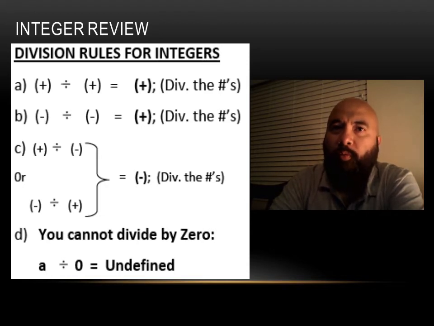One more rule we have to add in, or actually even two more if you want to put in the zero: when you divide by zero, the answer will always come out undefined. When it's zero divided by any number, that answer will always be zero.